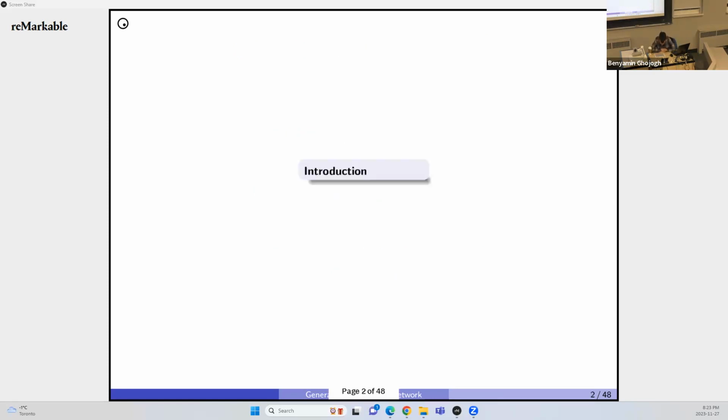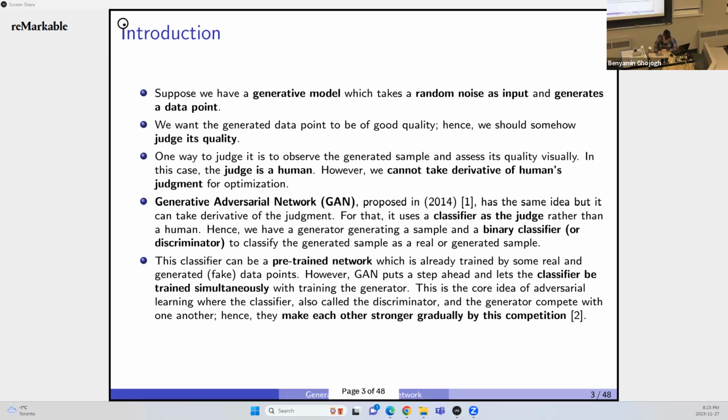So suppose we have a generative model which takes a random noise as input and generates a data point. Generative models in machine learning are like this. They get a noise and they output some real world data. Assume I want to train a generative model on this class, and assume my input noise is one-dimensional. What happens then?